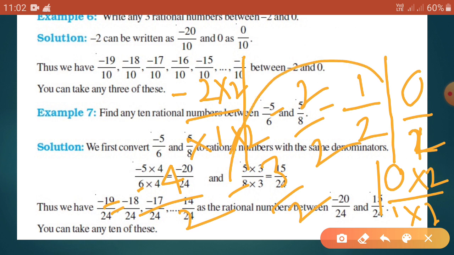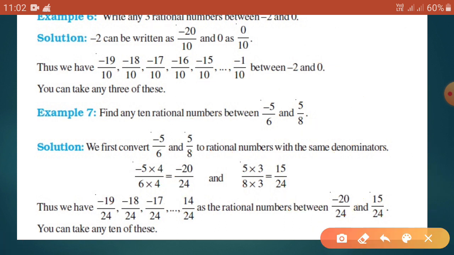Okay, so we are getting three rational numbers easily. When the question is to write any three rational numbers between two rational numbers, multiply the numerator and denominator on both sides using the number that is asked in the question. Here it is three rational numbers, so we multiply with 2. Okay, got it? Now the question here.